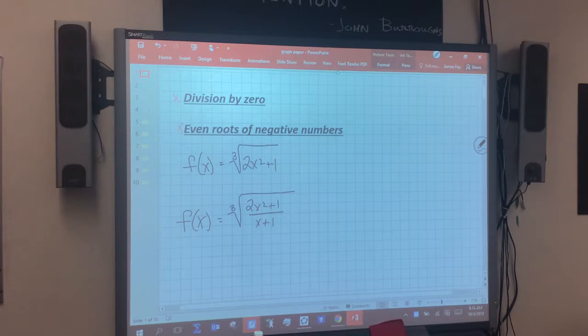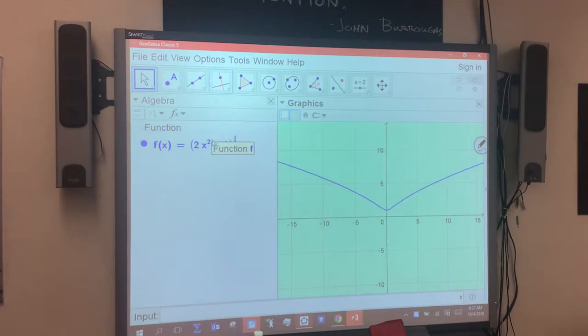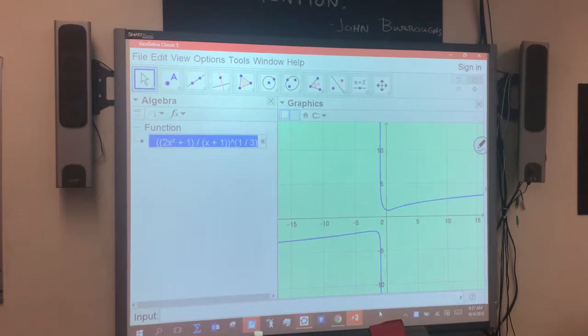But what if I wrote something like this? Now do we have division? Now we have division, right? So that cube root is something that I don't want you just to look at and say, oh, I got a cube root, I can automatically just say the domain is all real numbers. If I look at this thing, let's graph that. 2x squared plus 1, and then I have that divided by x plus 1 underneath the root, right? So then even more parentheses goes off. There we go. See what that looks like.